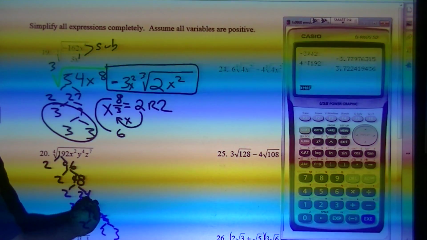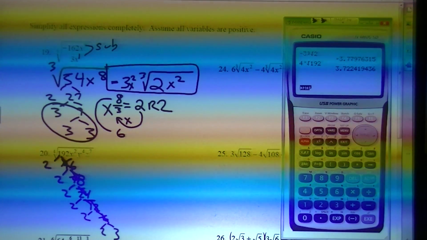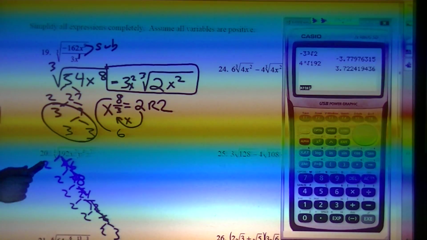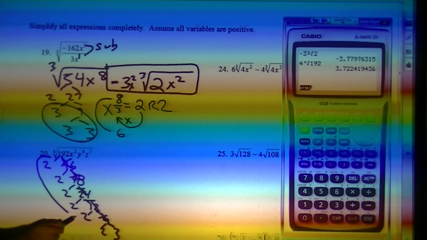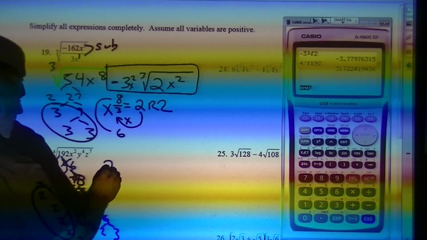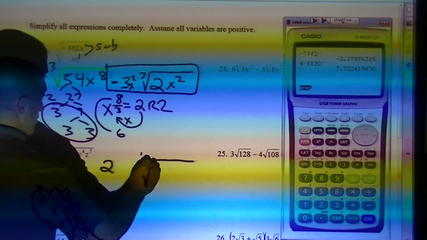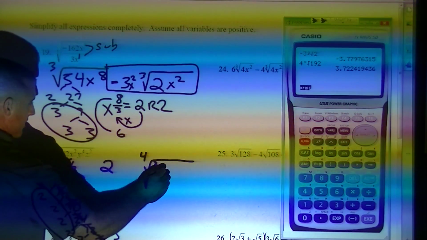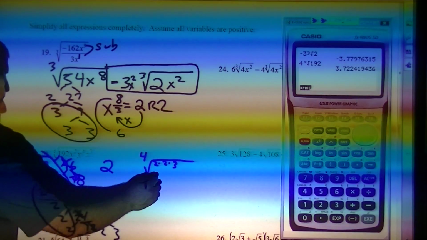I can cross off everything with double branches. Now, since I'm looking for groups of 4, I'm going to circle all those. So 2 would stay on the outside. The fourth root of all of these goes on the inside: 2, 2, and 3, which would give me 12.